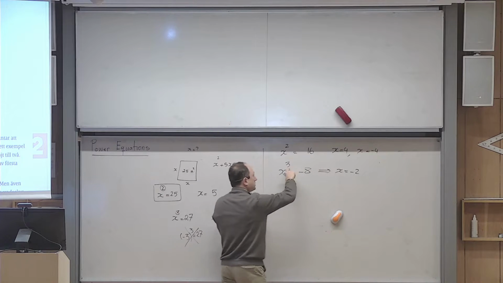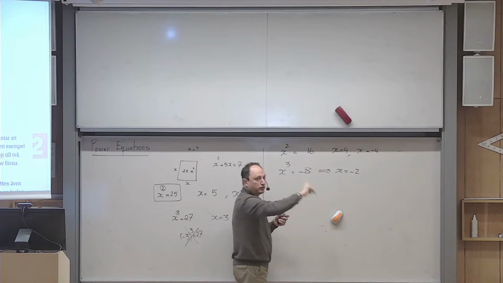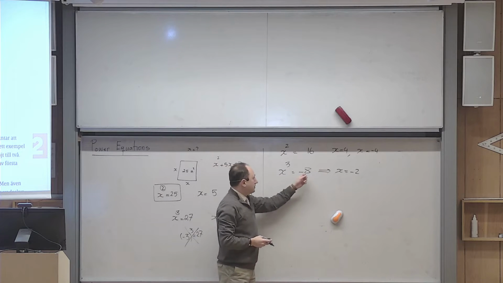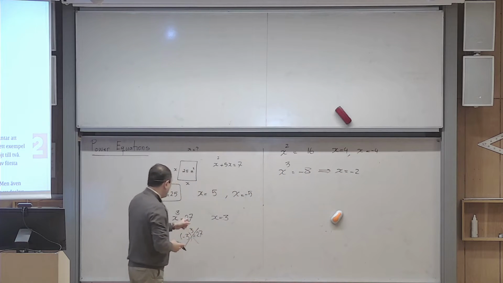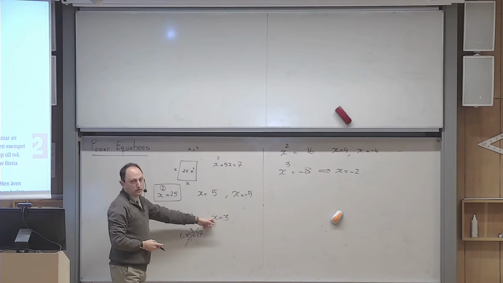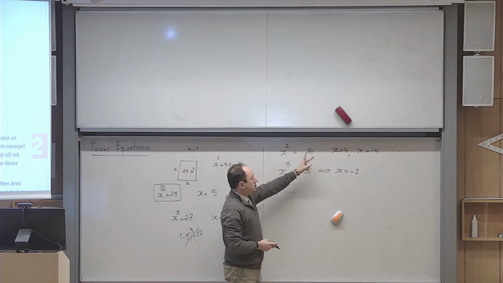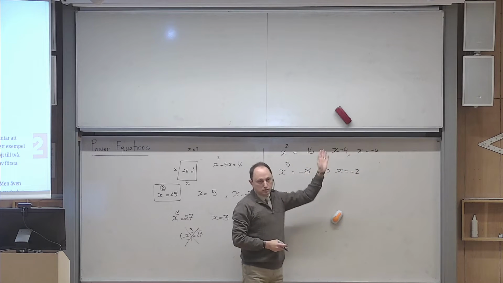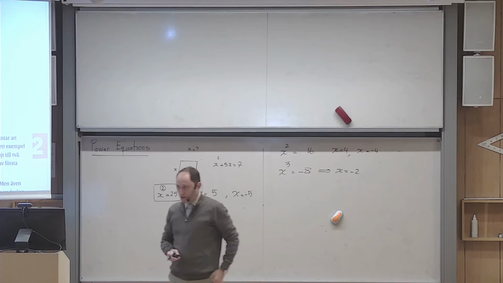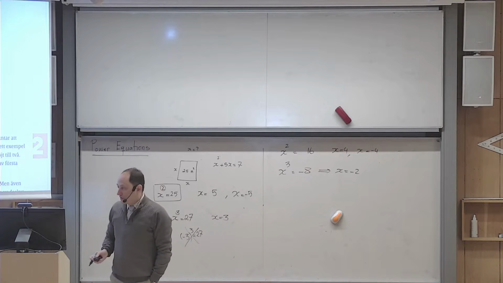But for the odd case, it doesn't matter if I have a positive number on the right or a negative number on the right. I will always have one single solution. Of course, if you have a negative number on the right, your solution will also be negative, and if you have a positive number on the right, your solution will be positive. But in the case of even powers, if you have a positive answer here, you get two answers, positive and negative. If you get a negative number on the right, you don't get any solutions at all. So that is the summary of this lesson today. Is that clear? Okay.